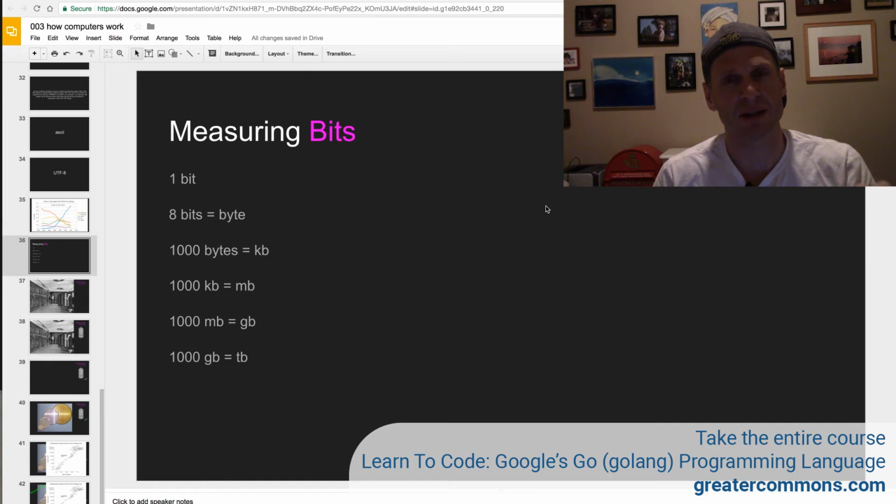If you have 1,000 kilobytes, that's a megabyte. If you have 1,000 megabytes, that's a gigabyte. If you have 1,000 gigabytes, that's a terabyte. So if you do the math on that, if you have like a 500 gigabyte drive, you could actually back it out and figure out how many single zeros and ones that drive can store, which is pretty phenomenal. All right.